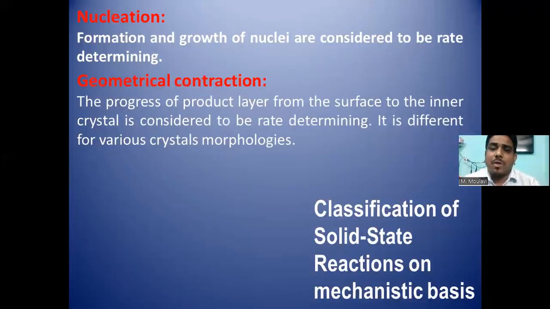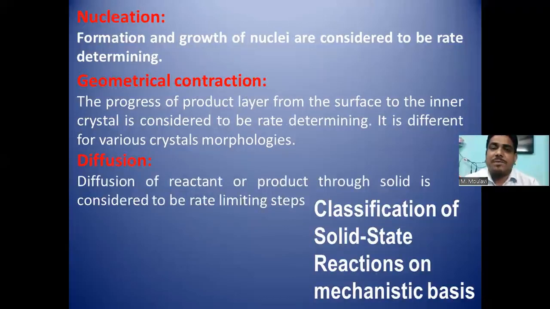Second type of solid state reaction on the mechanistic basis is the geometrical contraction. So the progress of the product layer from the surface to the inner crystal is considered to be the rate determining, and it is different for various types of crystal morphologies. Third type of solid state reaction is the diffusion. Whenever one of the reactants is gas or the product is the gas, then diffusion of this gaseous reactant or the product takes place through the solid surface. So rate of diffusion is also considered as the rate determining step in case of the solid state reactions.